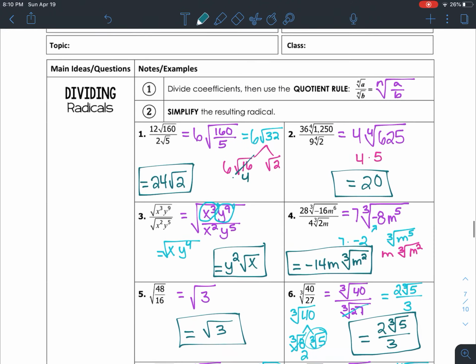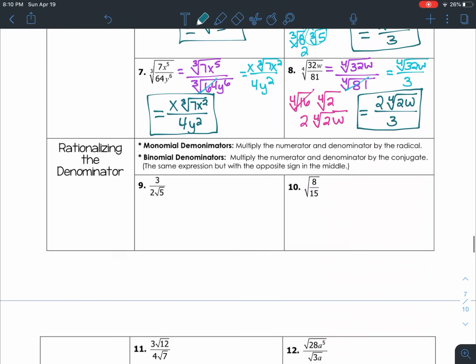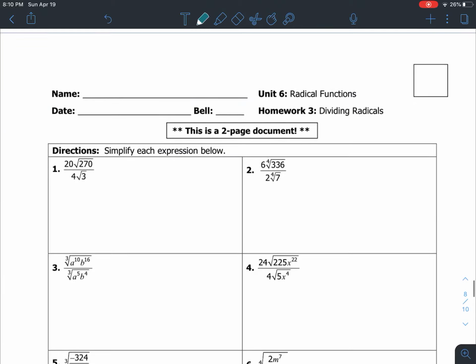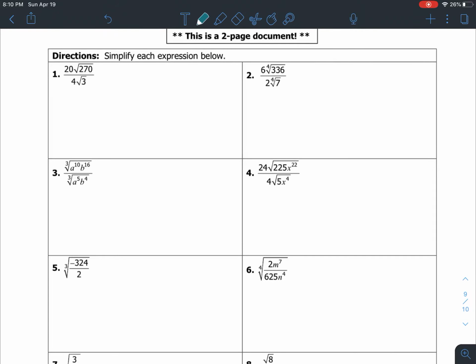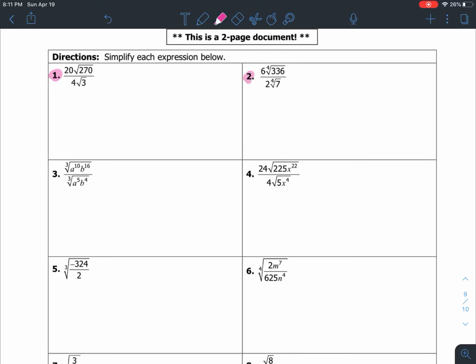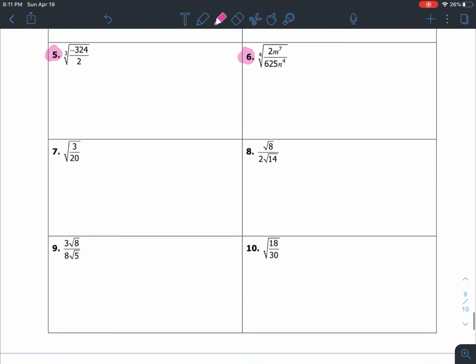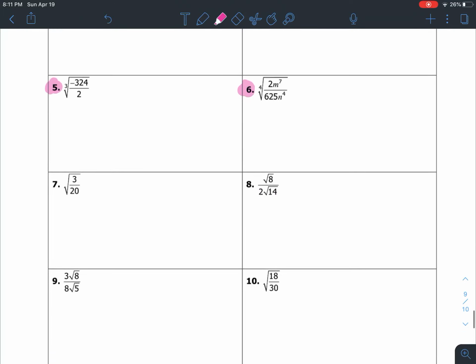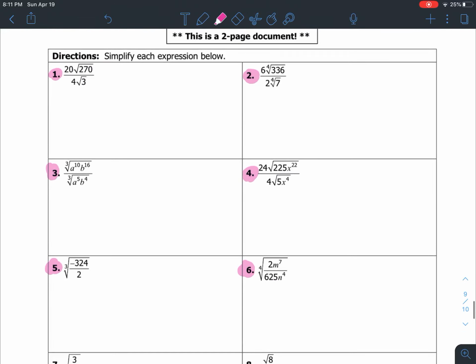So I just gave you 8 examples on how to do problems like this. And then you will have 6 problems to do for your assignment today. So I'm going to highlight those for you. So it's going to be number 1, number 2, number 3, number 4, number 5, and number 6. We will move on to the bottom, not today, or not tomorrow, but maybe the next day. I just have to see how well you guys do with this before I decide what we're going to do about rationalizing.